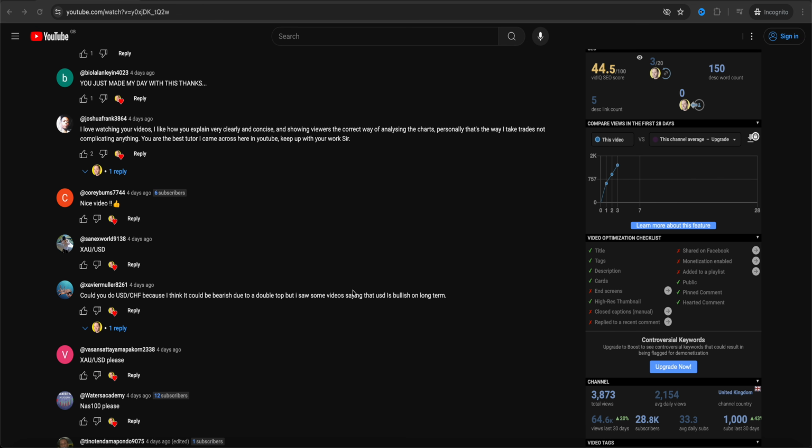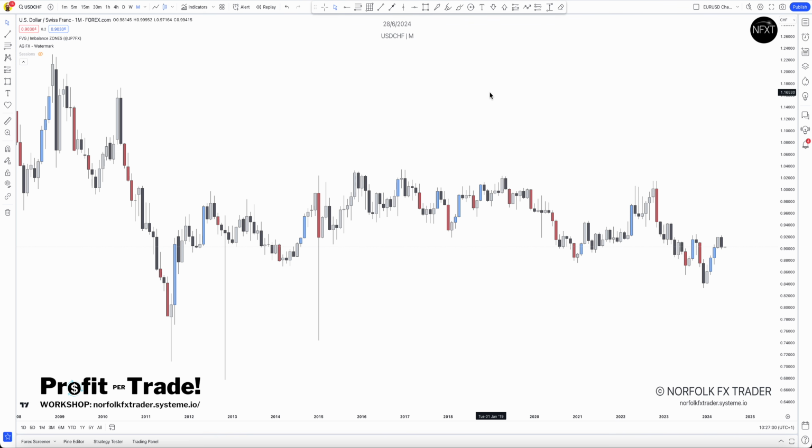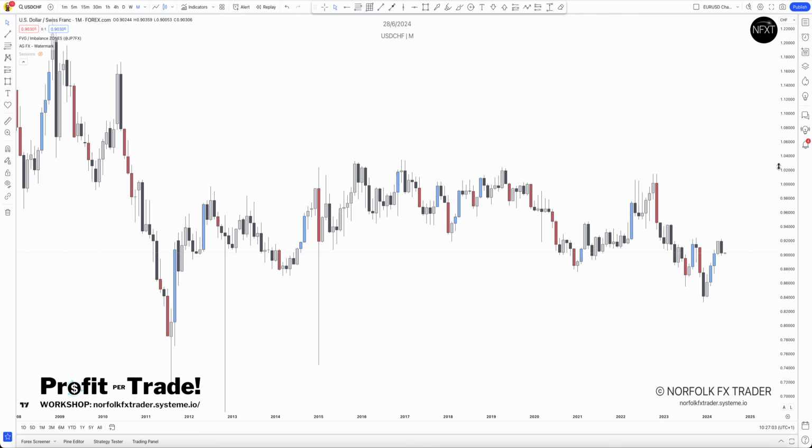There was also gold as a choice, but we've been through gold a few weeks ago, so we decided to do the US dollar Swiss franc. So thank you for sharing that pair for us to go through this week. So we're on the US dollar Swiss franc monthly time frame.